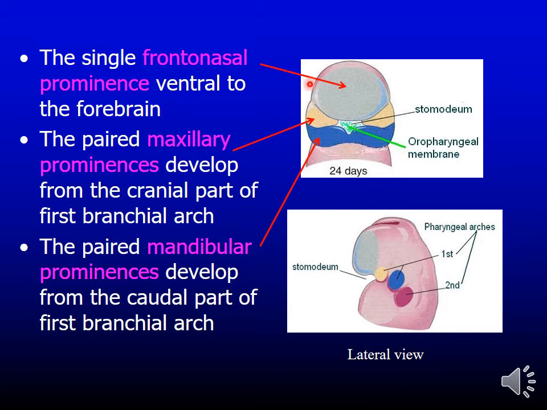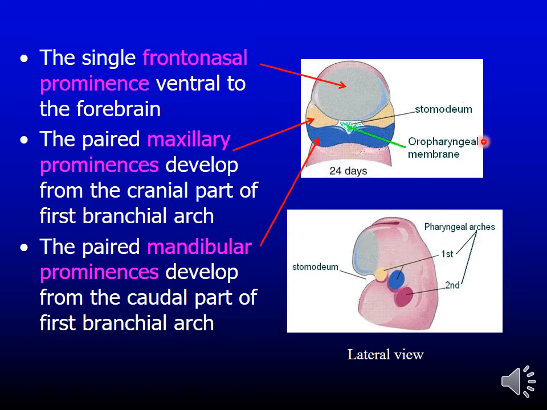This is the frontonasal prominence. It's a single process, with paired or 2 maxillary prominences, and this is the mandibular prominence, as I mentioned before. This is the frontal view, and this is the lateral view of the same structures. This is the stomodium. So these 5 prominences surround the stomodium, or the primitive oral cavity.